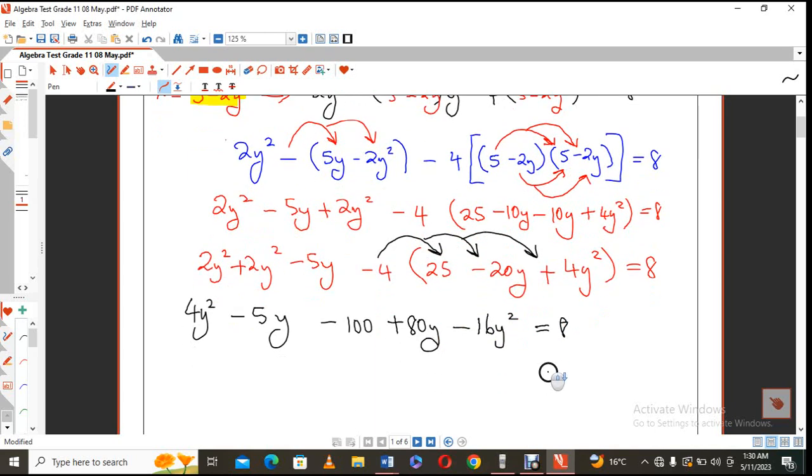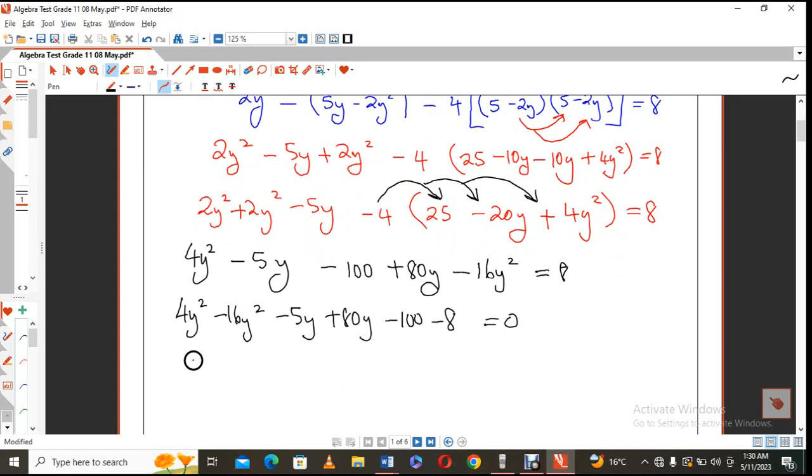All right, so we can actually go ahead and clean up what we have over here. So I'm going to write 4y squared minus 16y squared minus 5y plus 80y minus 100 minus 8 equals 0. That is when I bring that 8 to the left. Good. So this gives me negative 12y squared. This gives me positive 75y, because that's 80 take away 5. And this is 100 plus 8, which is negative 108, equal to 0.